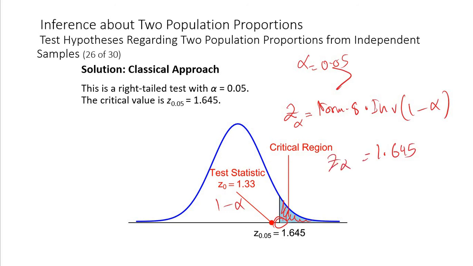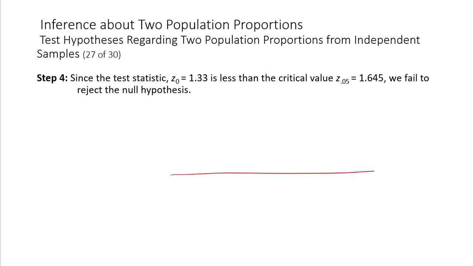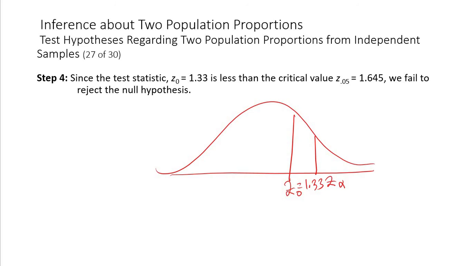Now, after you compute z alpha, you're going to compare it to z naught. Z naught is 1.33. So here is z naught, which is 1.33, and z sub alpha, which is the z critical, is greater than that. So here is my critical region right here, and I notice that z naught is outside of that critical region. As a result, we're going to fail to reject the null hypothesis because z naught is outside of the critical region. If it was inside the critical region, then we would have to reject the null hypothesis.